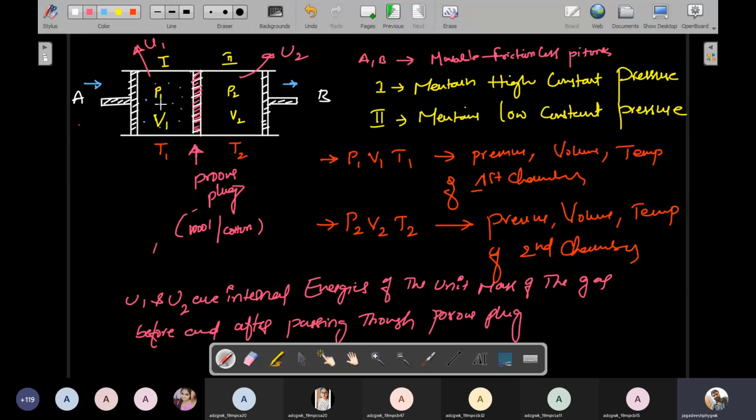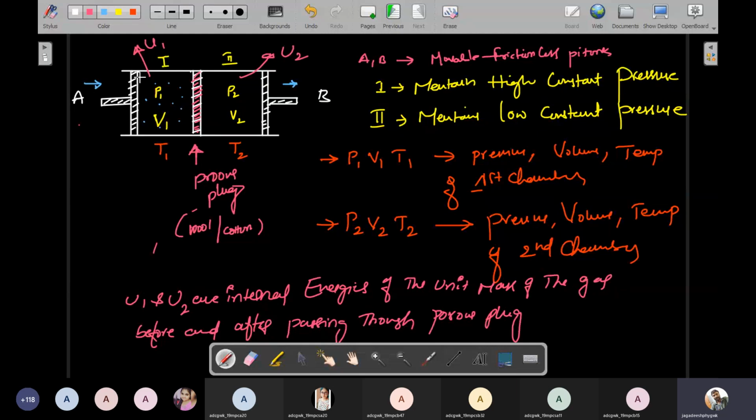Now I fill the gas into the first chamber and move the piston towards the porous plug. Then the gas will be compressed, so the gas escapes through the porous plug and enters the second chamber. But the second chamber is maintained at low constant pressure, so in the second chamber the volume will increase. Their internal energy will change. Obviously it pulls the piston B in the outward direction.